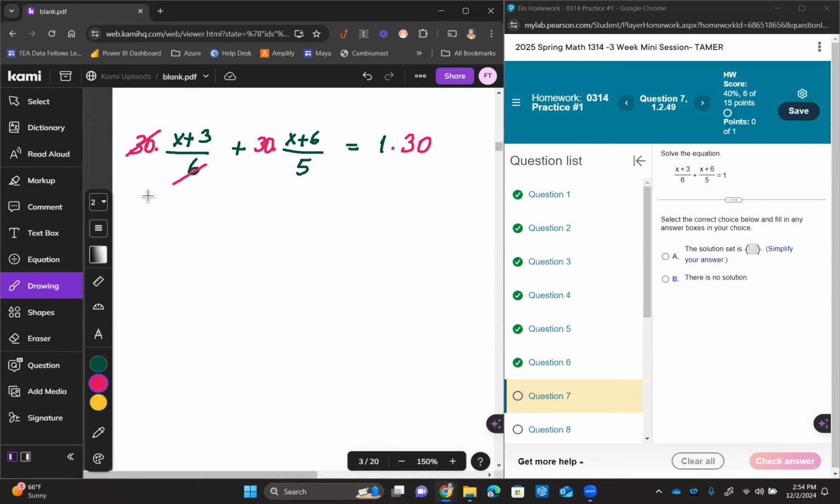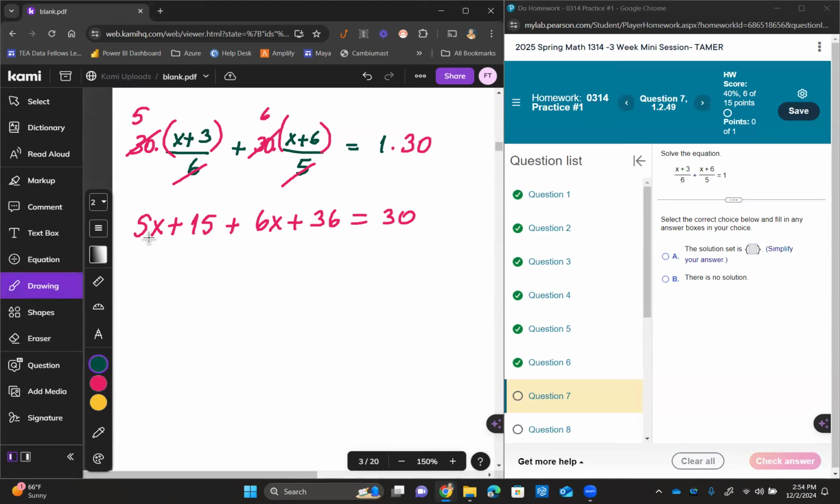30 divided by 6 is just 5. So now this 5 will be distributed over x plus 3. So let's just do it. 5 times x is 5x. 5 times 3 is 15. 30 divided by 5 is 6. Now this 6 will be distributed over x plus 6. 6 times x is 6x. 6 times 6 is 36. And this is equal to 1 times 30, which is 30.